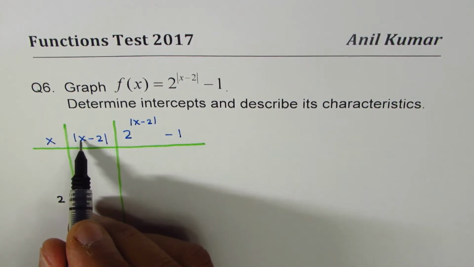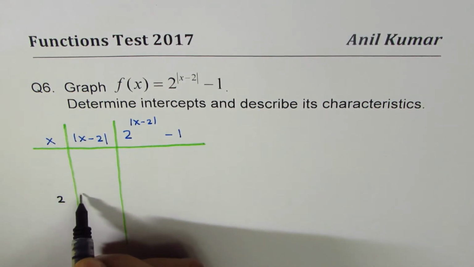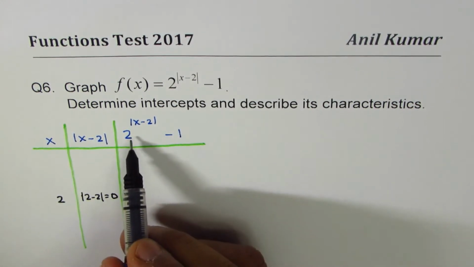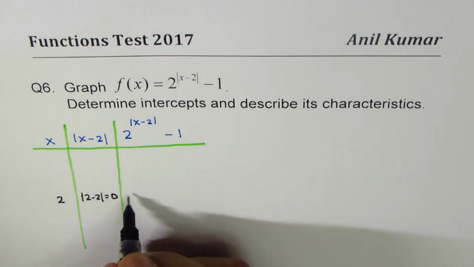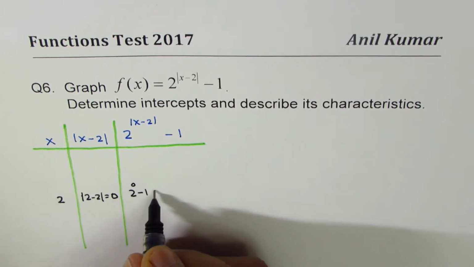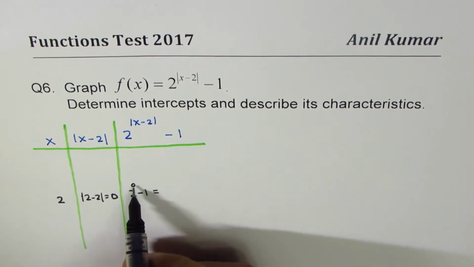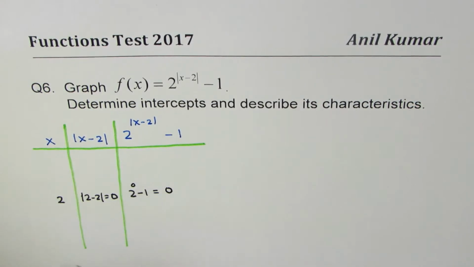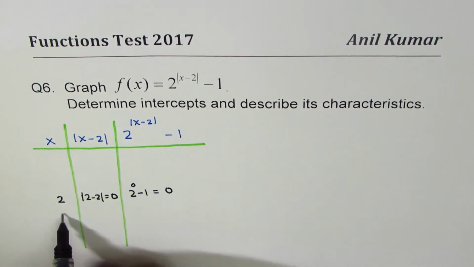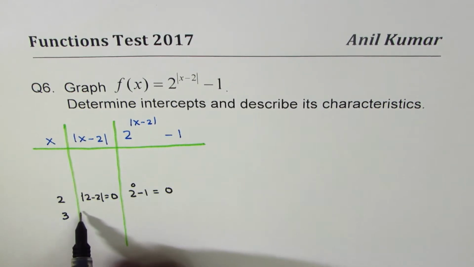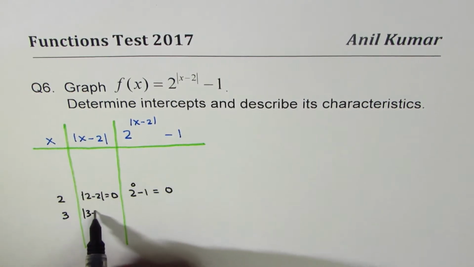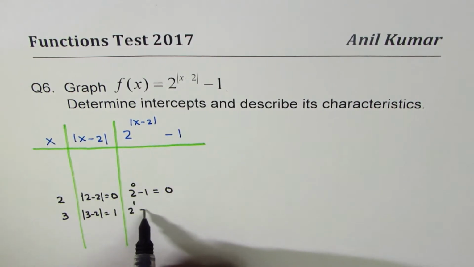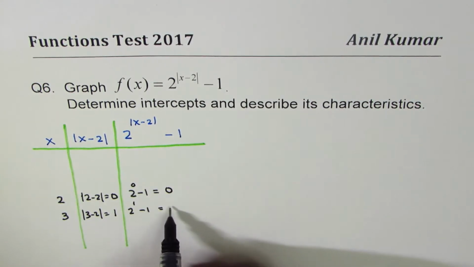So absolute x minus 2 will be absolute 2 minus 2, which is 0. And since that exponent is 0, this will be 2 to the power of 0 minus 1. Anything to the power of 0 is 1, so 1 minus 1 is 0. Do you see that? Let's go to the right side. We'll take 3. So absolute value of 3 minus 2 will be 1. Here we'll get 2 to the power of 1 minus 1. 2 minus 1 is 1.